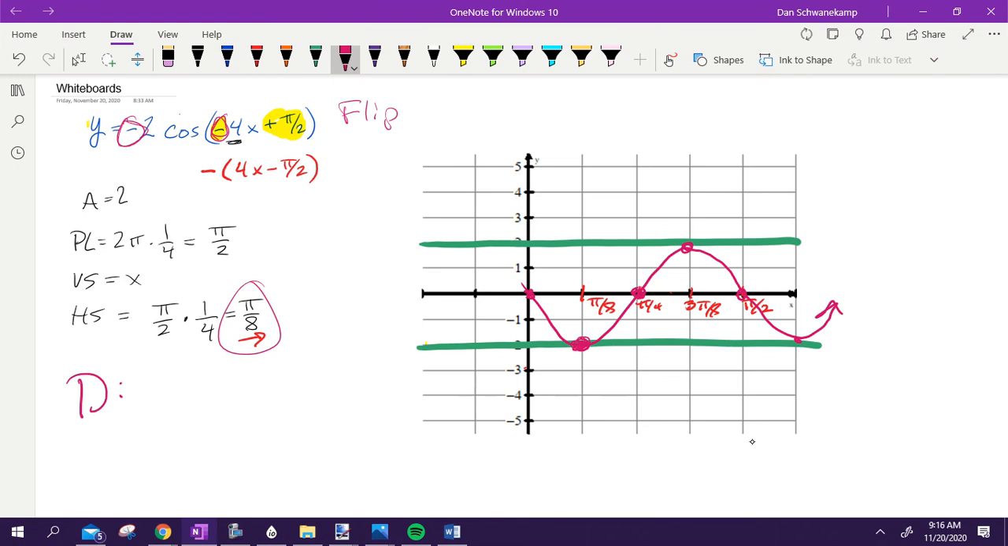Domain, it's a sine or cosine graph, so it's always all real numbers because there's no asymptotes. My range, my graph lives in between -2 and 2, so that's an easy one as well. Questions on that one? Yes, ma'am.